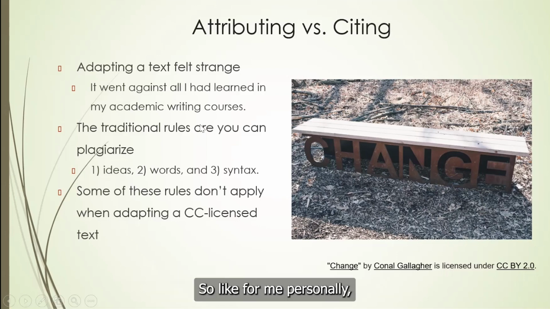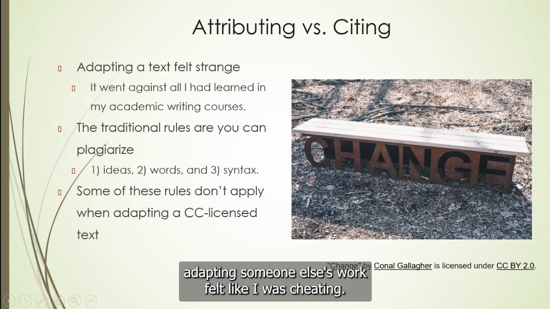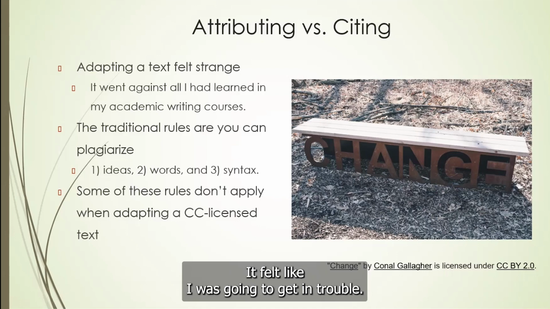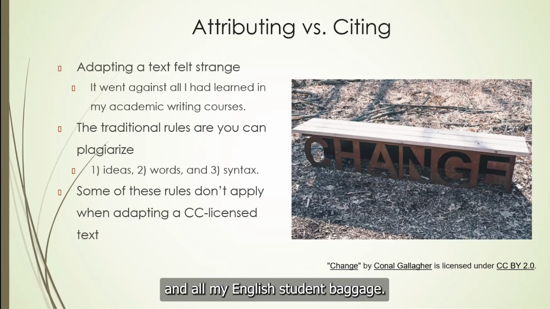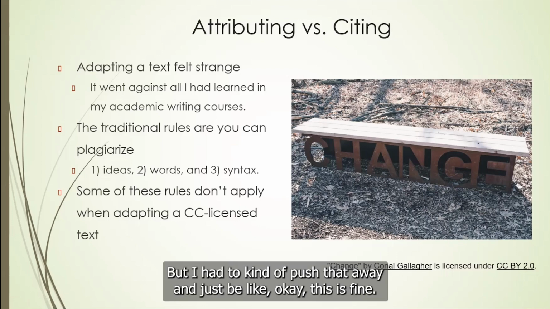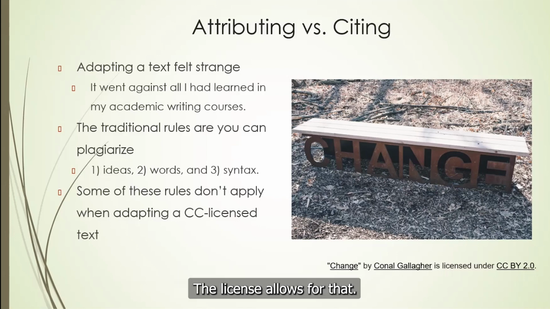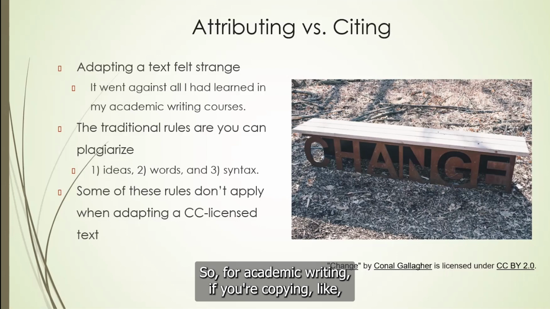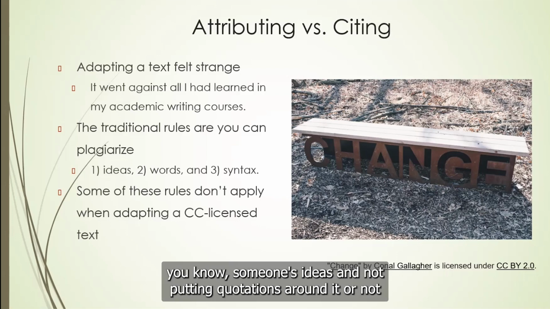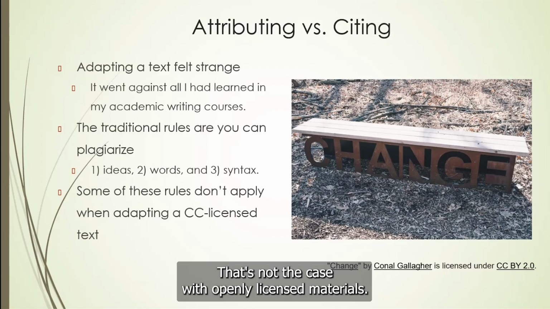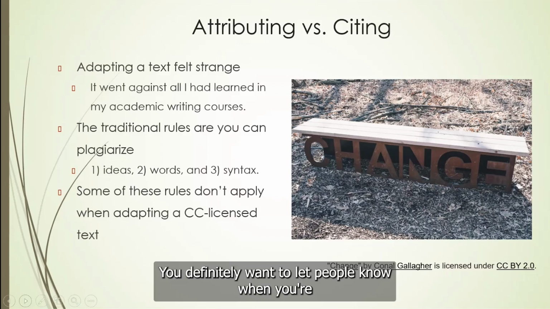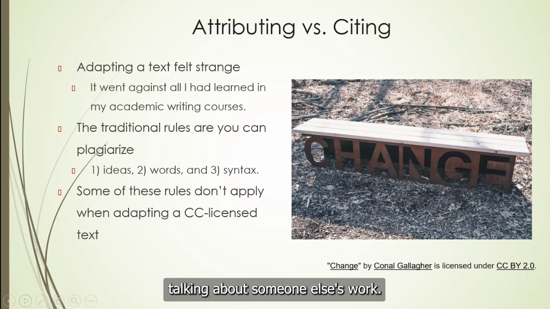For me personally, adapting someone else's work felt like I was cheating at first. It felt like I was going to get in trouble. That was all my years of being an English student and all my English student baggage. But I had to push that away and just be like, okay, this is fine. The license allows for that. For academic writing, if you're copying someone's ideas and not putting quotations around it or a parenthetical citation, then technically you're plagiarizing, right? That's not the case with openly licensed materials. You definitely want to let people know when you're talking about someone else's work.